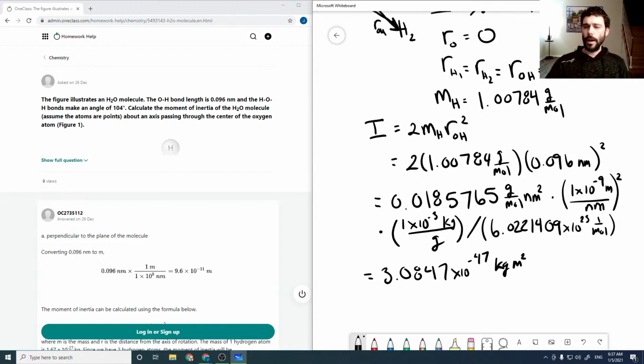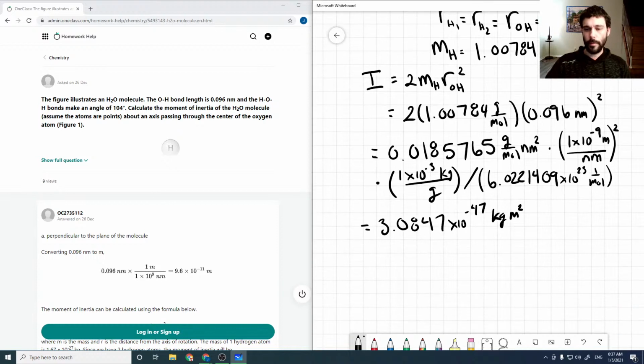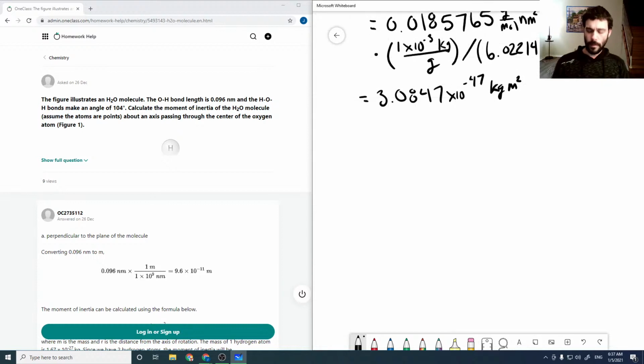Okay, so that's for the first part, that's for an axis perpendicular to the molecule. So part B just asks for an axis which bisects the angle, and I'm just going to try to draw that a little better than I did the first time. Okay, so that's pretty good. Again, we have our ROH.